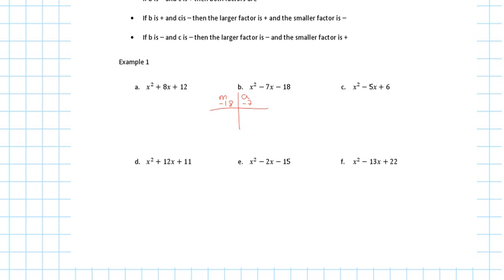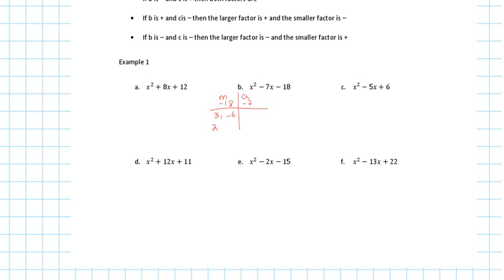And let's look at this. Both B and C are negative. That means my large one is going to be negative and my small is going to be positive. Okay? So what multiplies to 18? 3 and 6. And then the large has to be negative: 2 and 9, and negative 9.